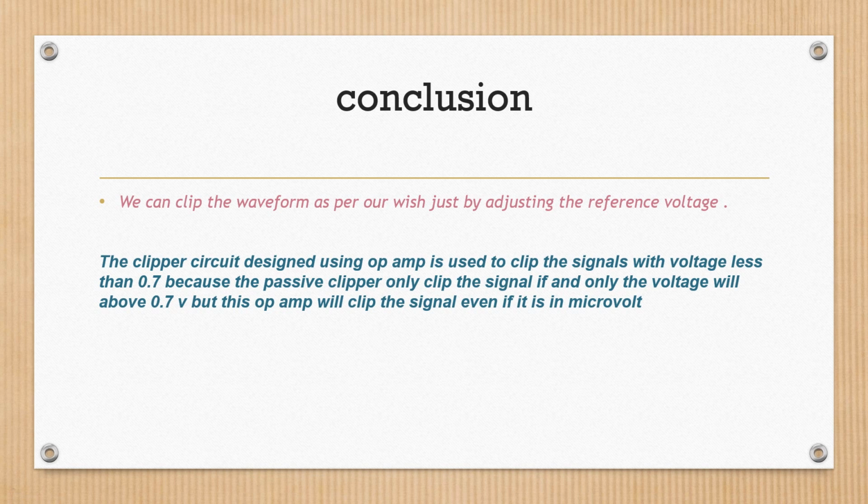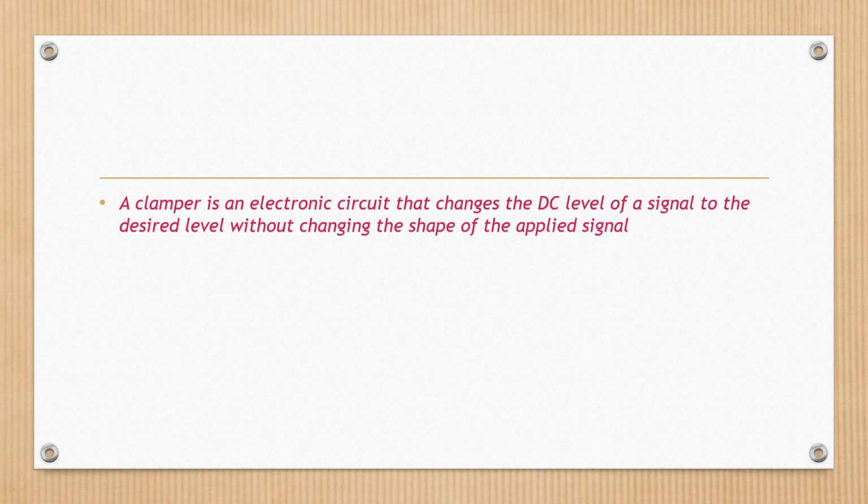We can clip the waveform as per our wish just by adjusting the reference voltage in the active clipper circuit. This is the major advantage of the active clipper circuit. Next, we are going to see the clamper circuit.